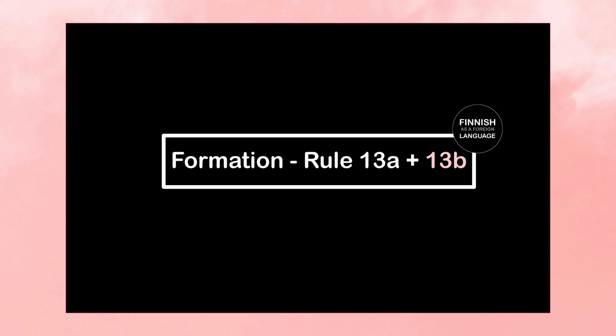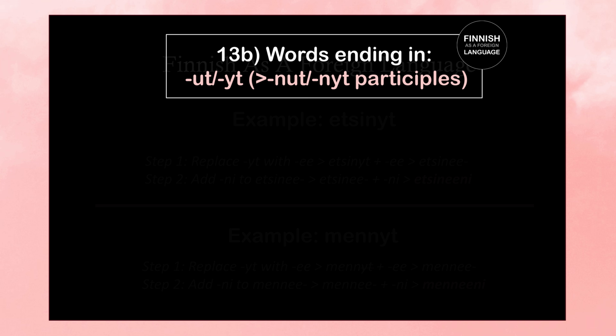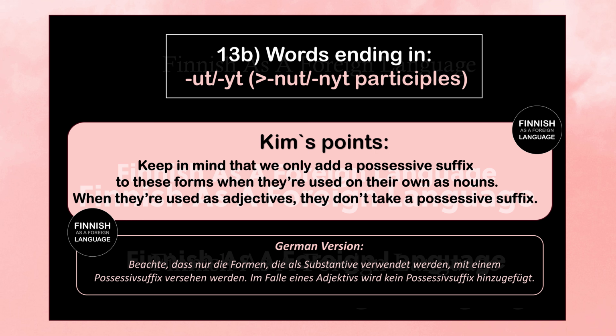And then we have rule number 13b, which is about words ending in ut or yt, but with focus on nut or nyt participles. For example, etsinyt, which is the past active participle of etsiä. Keep in mind that we only add a possessive suffix to these forms when they are used on their own as nouns. When they are used as adjectives, then they don't take any possessive suffix. Now let's take a look at how to add a possessive suffix to etsinyt and similar words.